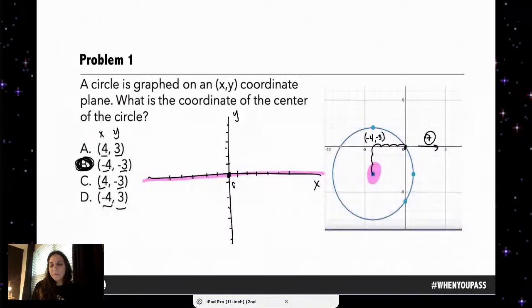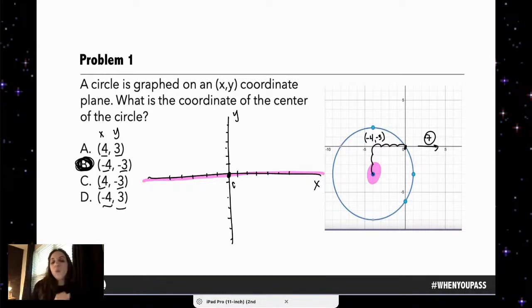Excellent job, Hope. Now, the next couple of problems are going to take this understanding and expand it for my middle school and high school people. So elementary people, even though you may not need to know the properties of a circle, you definitely need to know how to graph a coordinate point, and we just went over that.